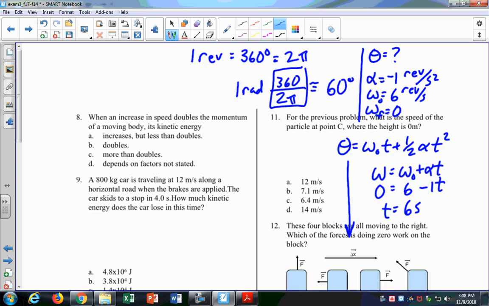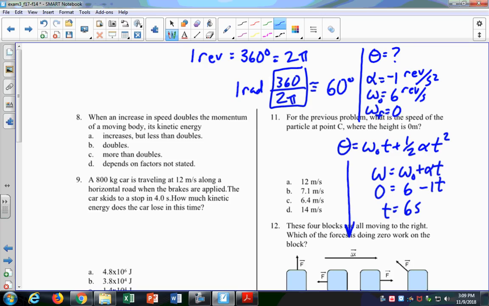Any particular questions? I'm not going to work it all out. I want you to go and find out what theta is. I don't remember if it was given in revolutions or radians, but remember, when you're using your kinematics equations, you can keep your units in revolutions or degrees or radians. It doesn't really matter.